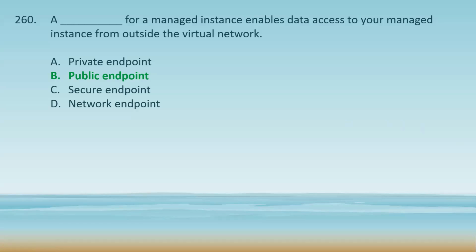Folks, there can be questions where you'll get both of these in answers. So if you don't have clarity between private endpoint and public endpoint, you can get confused while choosing the options. So make sure to understand both of these concepts clearly. Option C, secure endpoint, could be a term used in various contexts. It's not a standard Azure term specifically related to managed instance. So just a distractor here.